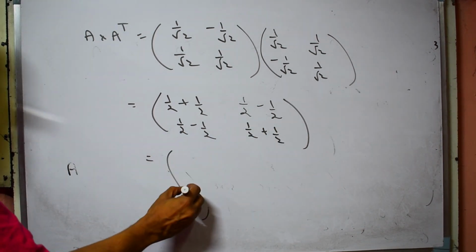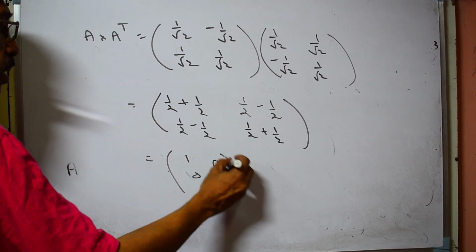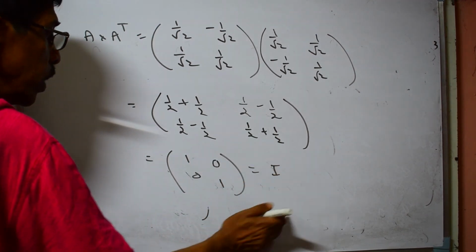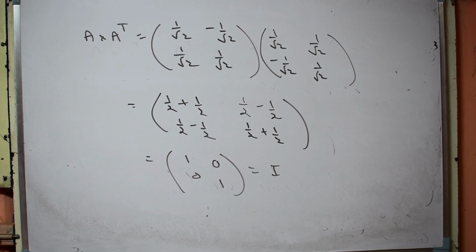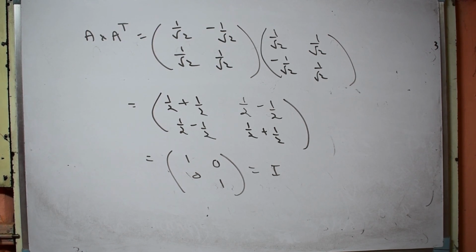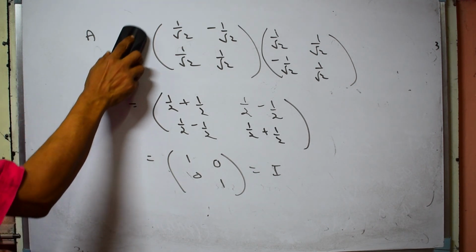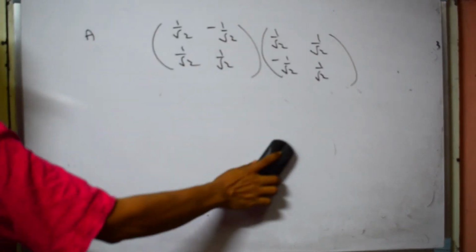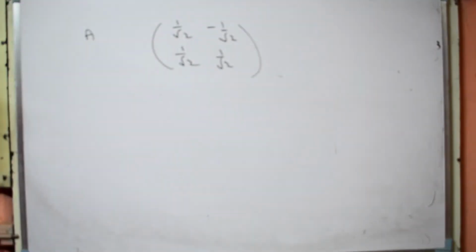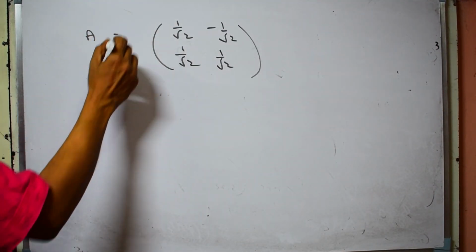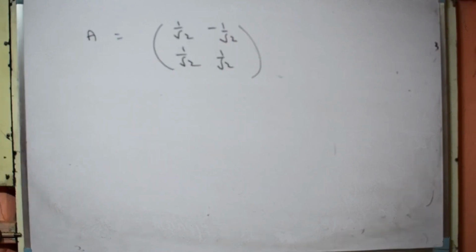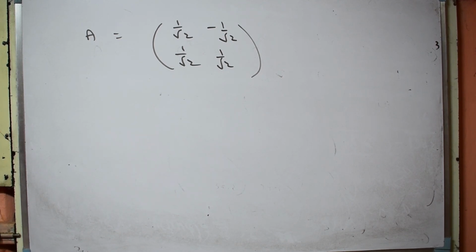So what you are finding is 1, 0, 0, 1. This is the identity. When we find the identity, similarly we can show that A transpose into A will be the same. So here the matrix A, which is 1 by root 2, minus 1 by root 2 and 1 by root 2, 1 by root 2, is an orthogonal matrix. So orthogonality will be traced if I take the transpose multiplied with the given matrix to get an identity matrix.